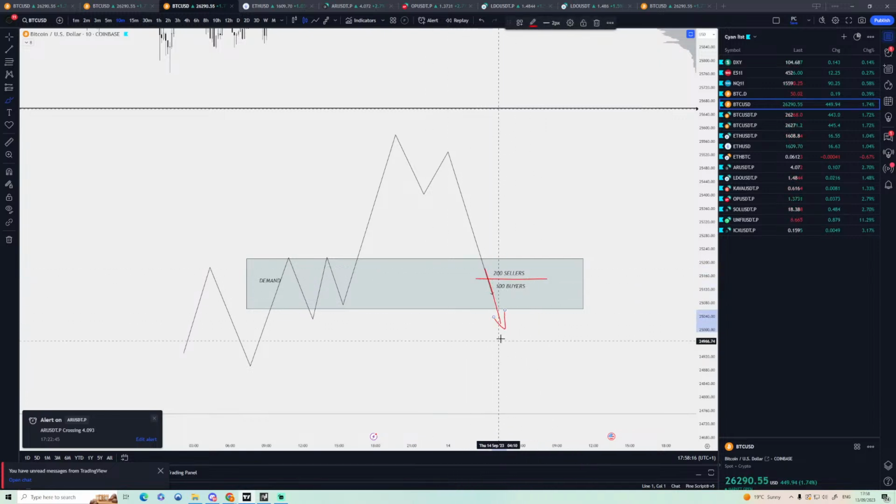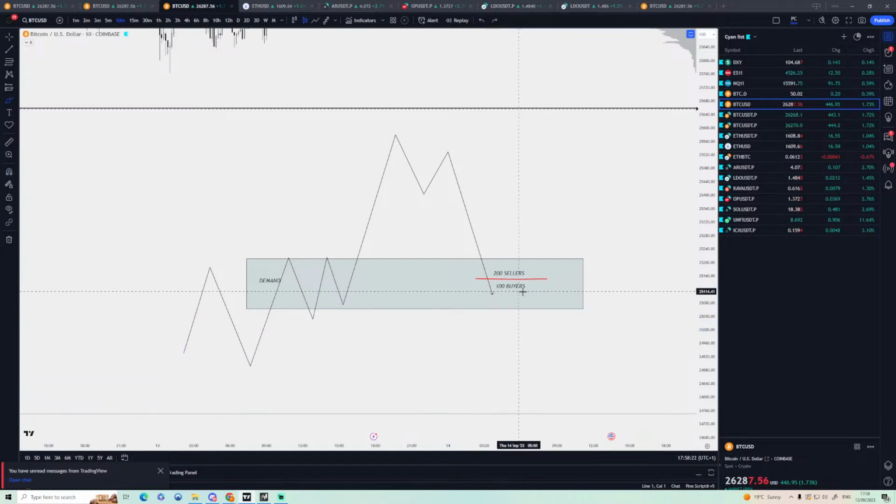Likely price is going to have to look lower for these sellers to be able to auction out of their positions, right? So they need to look for lower prices to sell to buyers who are willing to buy down here, right? So there's nothing to say if we come into this area and sellers continue to exceed buyers, that we just break through that order block, right? Does that make sense?